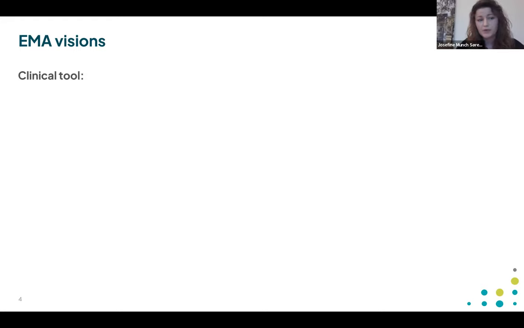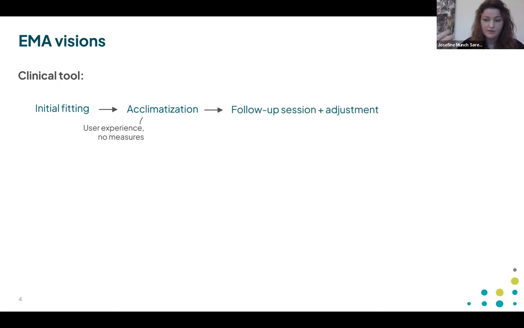So first, we could use it as a clinical tool. The current practice when people are fitted with hearing aids is that people come in for an initial fitting, and then they are sent out into the real world during an acclimatization period. That's a tricky word to say. But then they gather a bunch of experiences out in the real world, but we are not capturing any of those experiences. And then sometimes there is a follow-up session after this where the hearing aid can be adjusted. But this fitting or this adjustment is highly dependent on the clinician to be able to interpret and translate the user's recollection of their previous experiences.